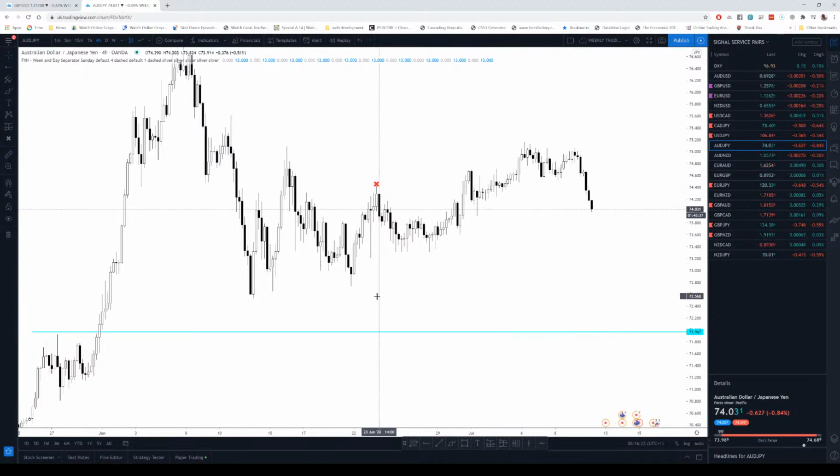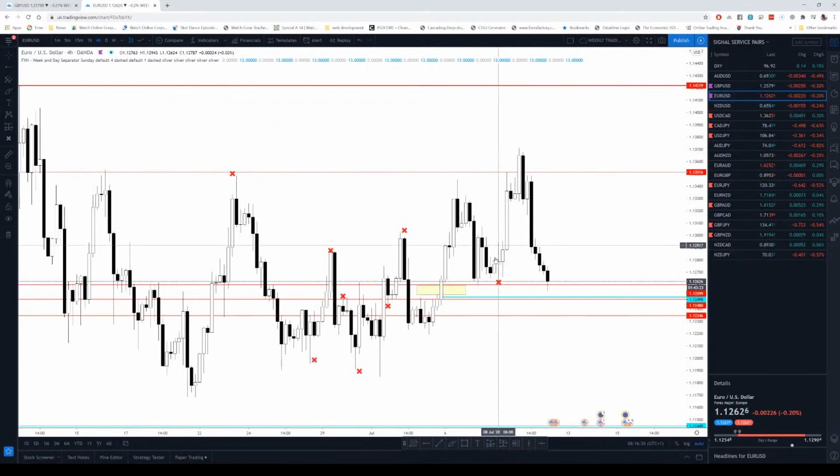Professional traders will not be trading this condition. They will sit on their hands and watch. Okay, they will sit on their hands and watch. Yeah, I know a lot of people that were long on euro, but again, that's how the market is.